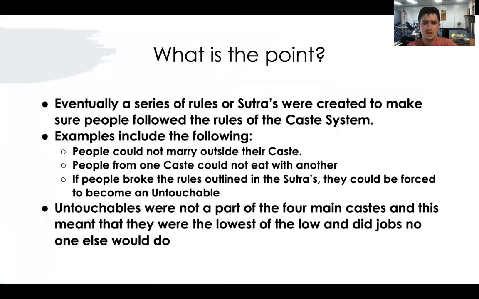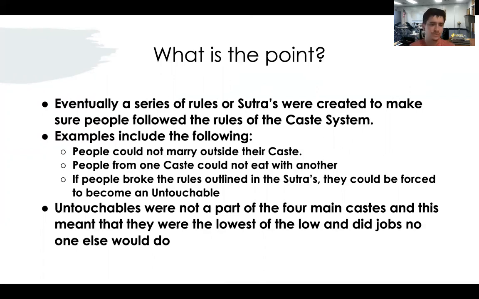So why did they have this? Why did they allow this to develop? This was seen as a way to maintain societal order. And eventually these classes came along with a series of rules or sutras that were designed to make sure people stayed within their varna, their division, if you will.